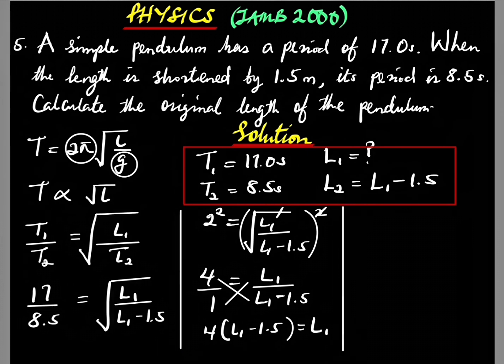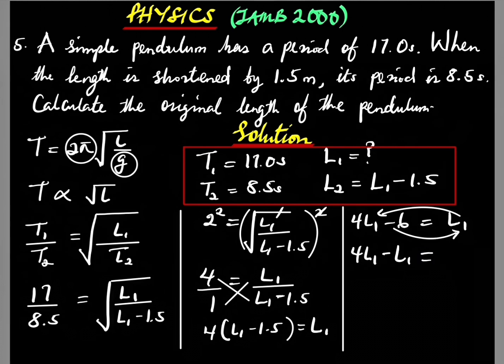So when we open the parentheses on the left hand side, 4 multiplied by L sub 1 gives 4L sub 1, and 4 multiplied by 1.5 gives 6, equal to L sub 1. We move L sub 1 to the left hand side and transfer negative 6 to the right hand side, so that we have 4L sub 1. When it comes to the left hand side, it becomes negative L sub 1 equal to, and when negative 6 goes to the right hand side, it becomes positive 6.